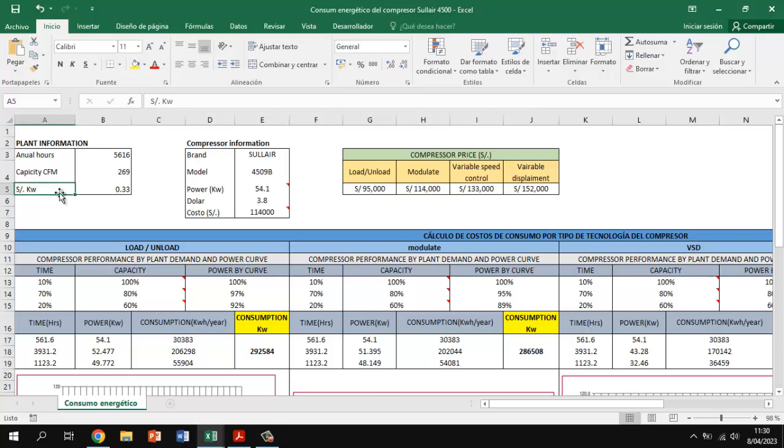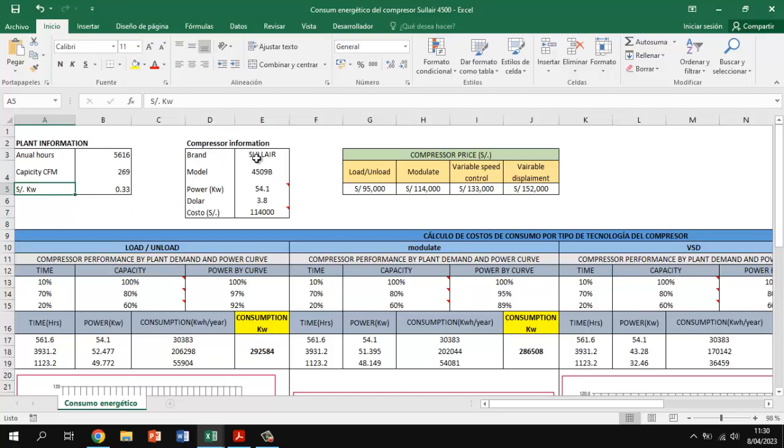Then, I don't have the information in dollars. I have soles, which is the currency of my country. So it's the same, you just change soles to dollars. In this case it is 0.33 soles per kilowatt-hour. Then we need the compressor information.